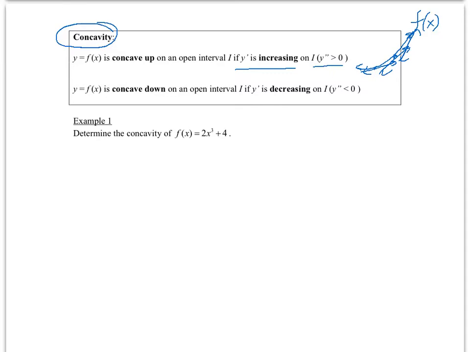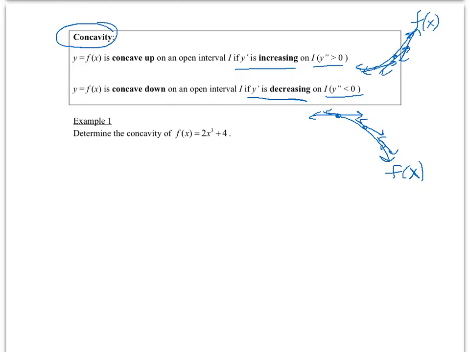Concave down says that y prime would be decreasing, meaning its derivative, y double prime, is less than 0. An example of that is if you had, again, this would be f of x, a function whose tangent lines were always negative, but the slopes are becoming more negative, so y prime would be decreasing.